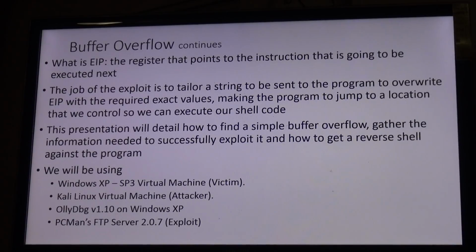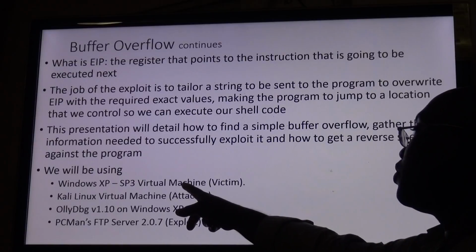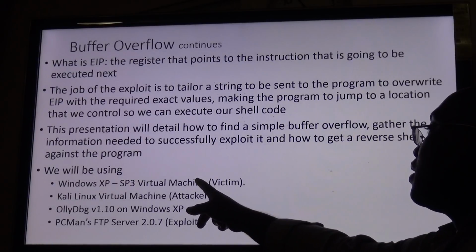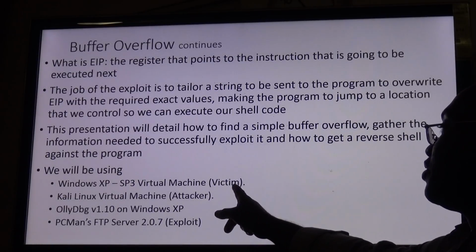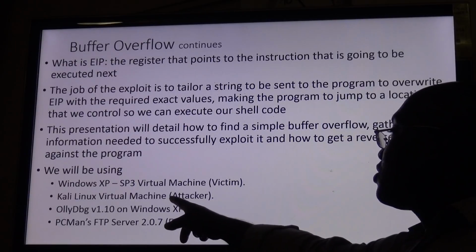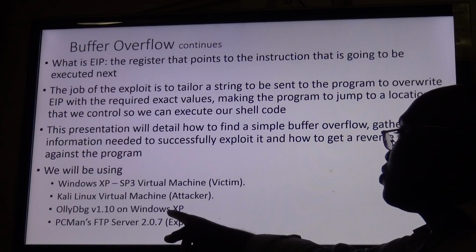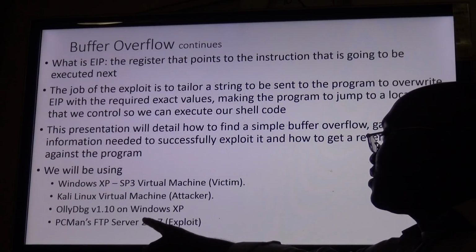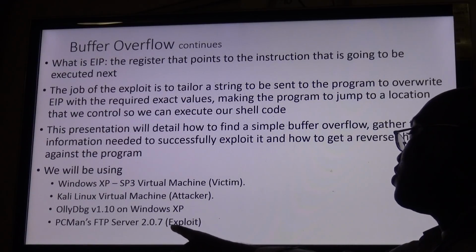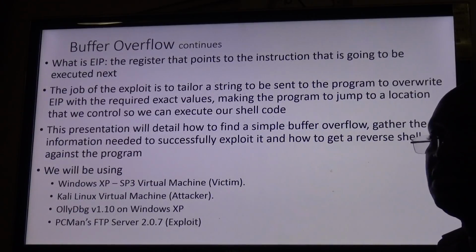This presentation will detail how to find a simple overflow, gather the information needed to successfully exploit it, and how to get a reverse shell against the program. For this presentation, we'll be using a Windows XP Service Pack 3 virtual machine as the victim, a Kali Linux virtual machine as the attacker, Immunity Debugger version 1.10 on Windows XP, and PCMan's FTP Server 2.0.7 as the exploit target.